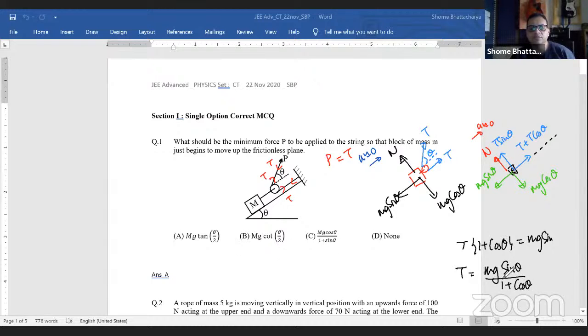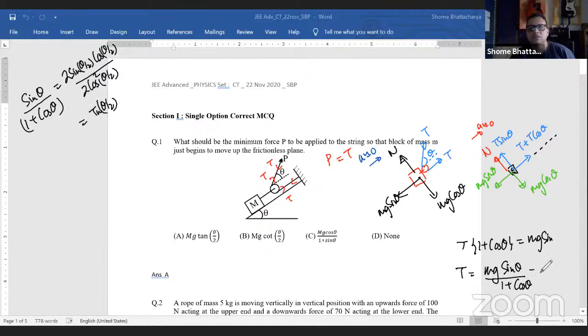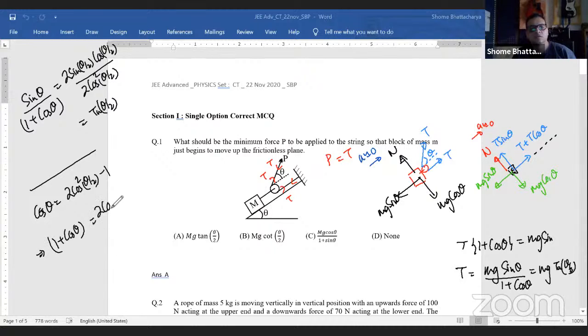Now see, none of the options are directly matching, which means that you have to reduce this. Okay, so this is where your trigonometry comes in. So sin theta upon 1 plus cos theta, how will we reduce this? We will write this as 2 sin theta by 2 cos theta by 2 upon 2 cos square theta by 2. So this will become tan theta by 2. So ultimately this becomes mg tan theta by 2. So here we are using the formula cos theta is 2 cos square theta by 2 minus 1. Therefore 1 plus cos theta is 2 cos square theta by 2. This formula we are using.